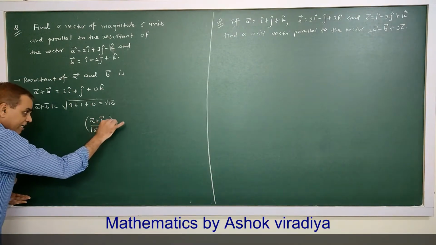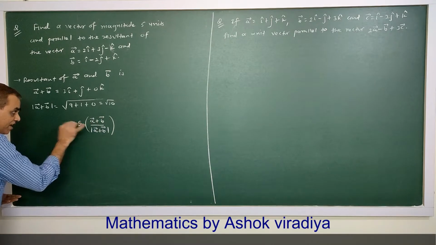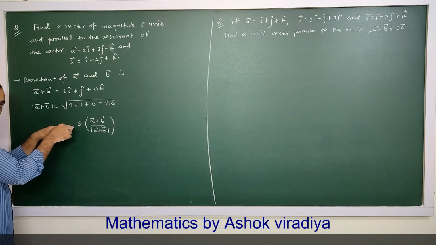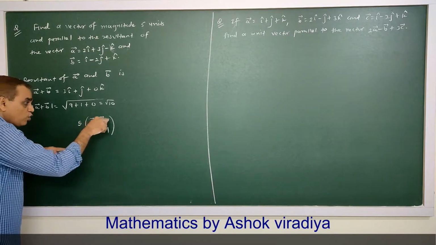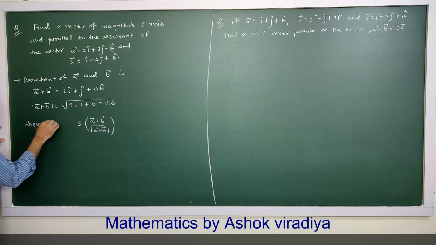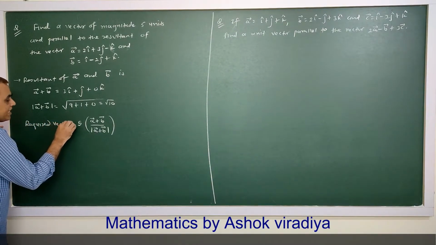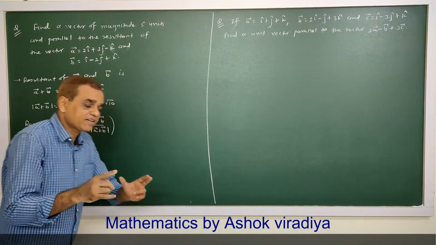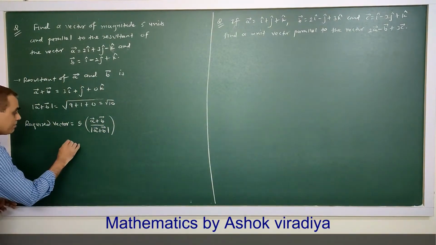So after getting the unit vector, multiply by 5. So this will be of magnitude 5 in the direction of vector A plus vector B. So this will be the required vector. A required vector of magnitude 5 parallel to the resultant of vector A and vector B is obtained by this result.